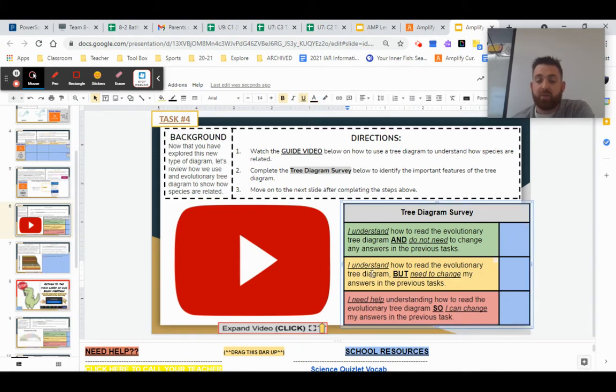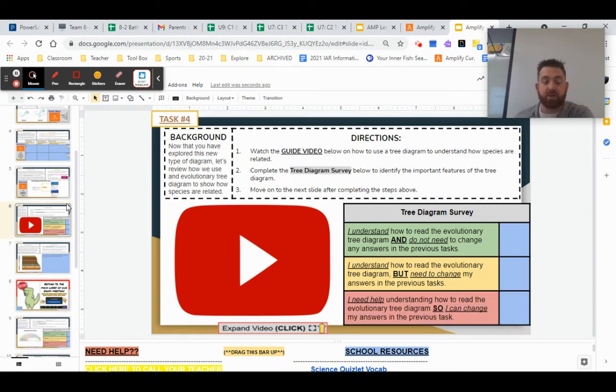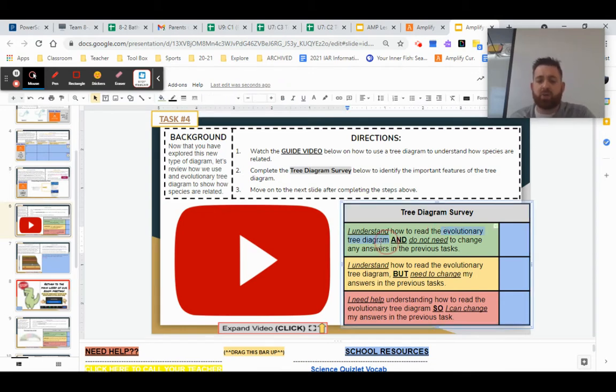If you understand how to read the tree diagram, but you need to change your answers, you obviously put your X there. And if we're stuck, don't quite know how to read the tree diagram, and we need help so we can then change our answers, we put our X there, and then check in with me so we can go over that together. So let's go ahead and take a look at how we read our evolutionary tree diagram, and then decide whether or not we need to change our answers.